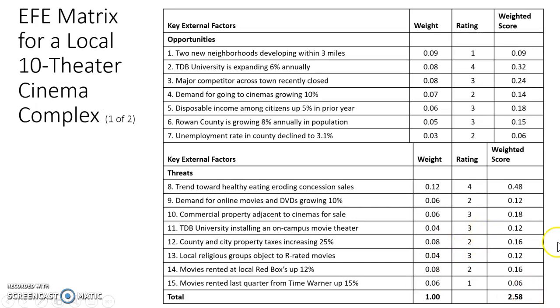They really need to do something about this demand for online movies. How can they neutralize this threat that's bringing their score down? That's kind of the big threat. And maybe even that taxes are increasing. Is there anything they could do to neutralize that? So anything lower than a 2.5 means they're doing below average in addressing the opportunities and threats, and anything above 2.5 means they're doing above average. And so it can just give you a baseline of how well you are addressing your opportunities and threats.